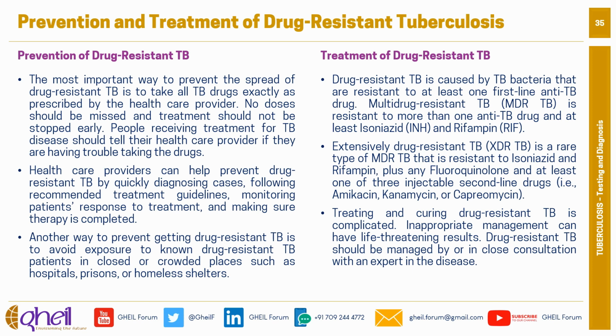Treatment of drug-resistant TB. Drug-resistant TB is caused by TB bacteria that are resistant to at least one first-line anti-TB drug. Multidrug-resistant TB, MDR-TB, is resistant to more than one anti-TB drug and at least isoniazid, INH, and rifampin, RIF. Extensively drug-resistant TB, XDR-TB, is a rare type of MDR-TB that is resistant to isoniazid and rifampin, plus any fluoroquinolone and at least one of 3 injectable second-line drugs such as amikacin, kanamycin, or capreomycin.